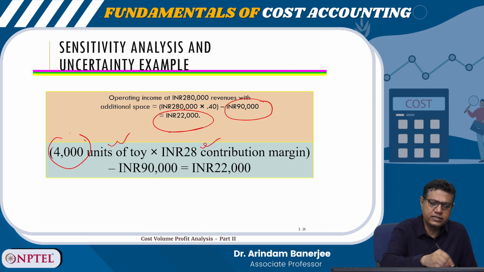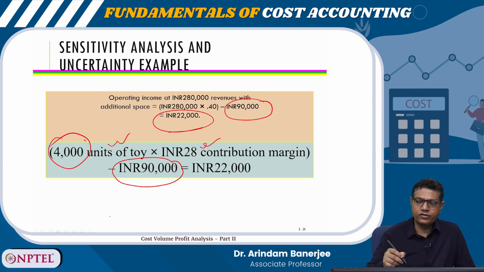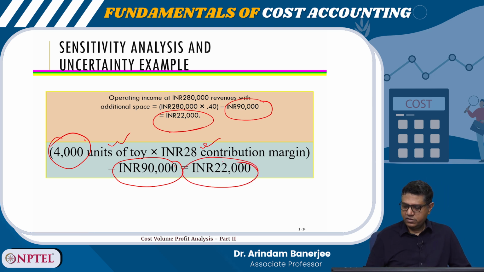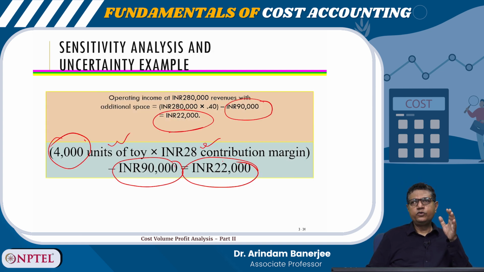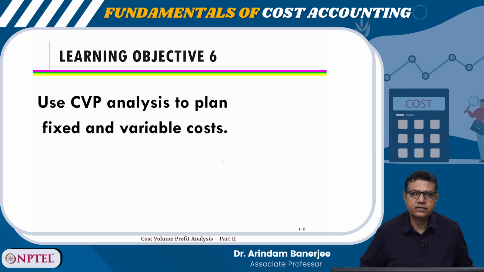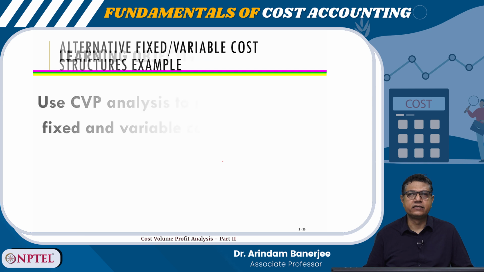So, my sales volume is now 4,000 units and my fixed cost has increased from 84,000 to 90,000. So, how much am I making? I am making 22,000. Fine. In this way, I can use the CVP analysis for decision making purposes. It is very helpful for making decisions. Use CVP analysis to plan fixed and variable costs. This is learning objective 6.